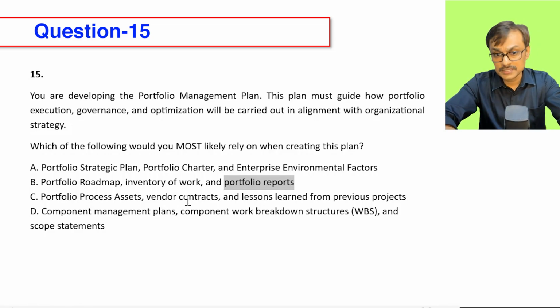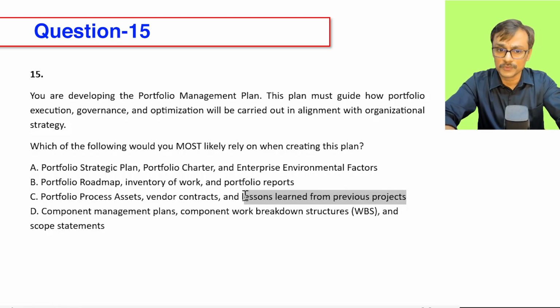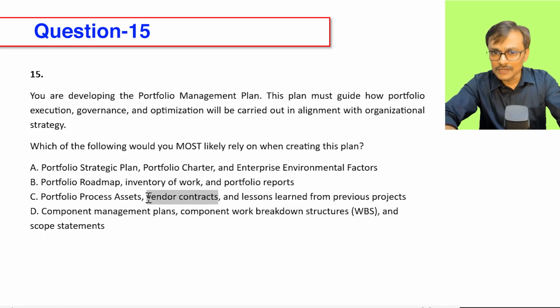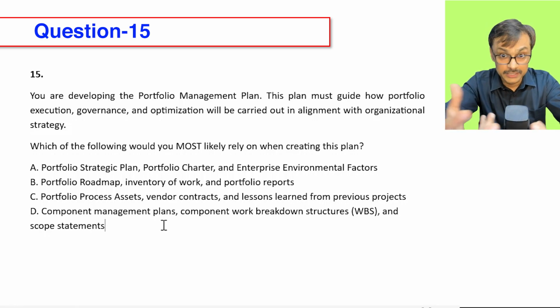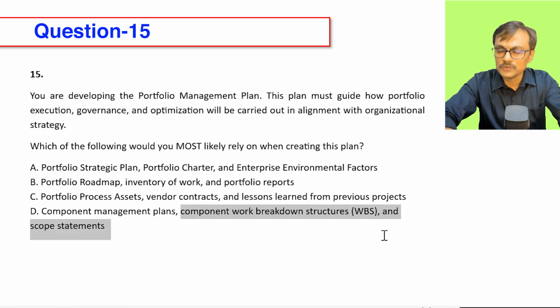Portfolio process assets, yes. Vendor contracts, not needed. Lessons learned from previous projects can be. Yeah, not projects, previous portfolio experiences. Project is too detailed, but still I can use lessons learned as an organizational process asset. Historical vendor contracts, probably I can consider as a learning tool. But again, it's a little deep thinking. I already have choice A which is coming out very clean, so I don't have to go into that much detail. Component management plan, component level work breakdown structure, definitely no.